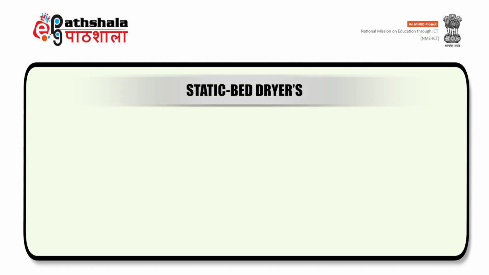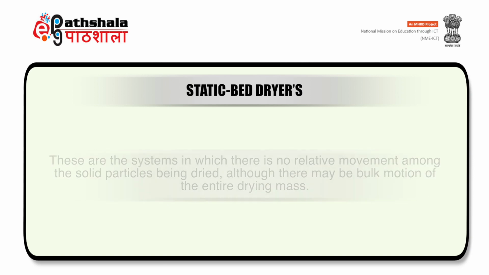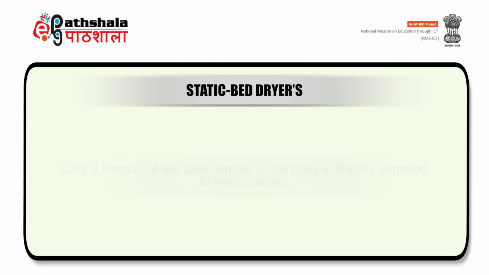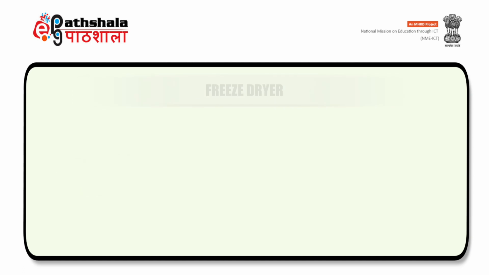Now, we will discuss static bed dryers. These are the systems in which there is no relative movement among the solid particles being dried, although there may be a bulk motion of the entire drying mass. Only a fraction of the total material or particles is directly exposed to the heat source. The exposed surface can be increased by decreasing the thickness of the bed and allowing drying air to flow through it. Now, we will discuss freeze dryer.